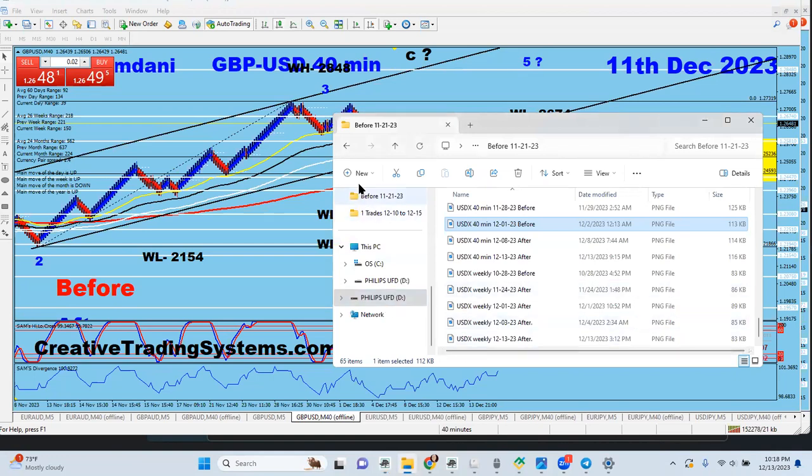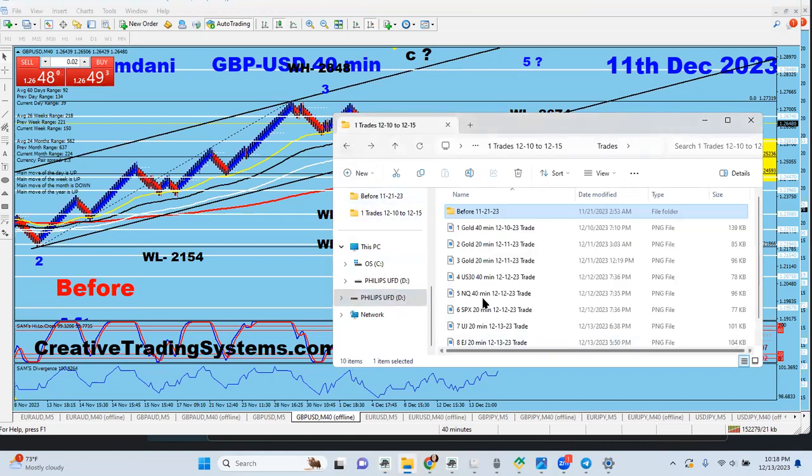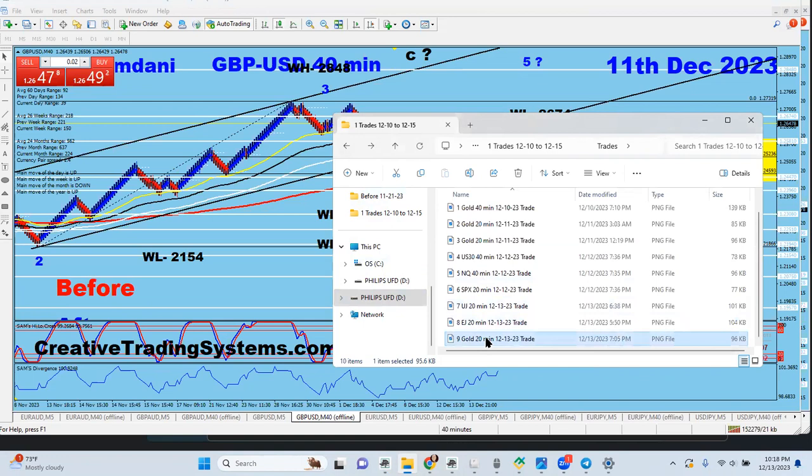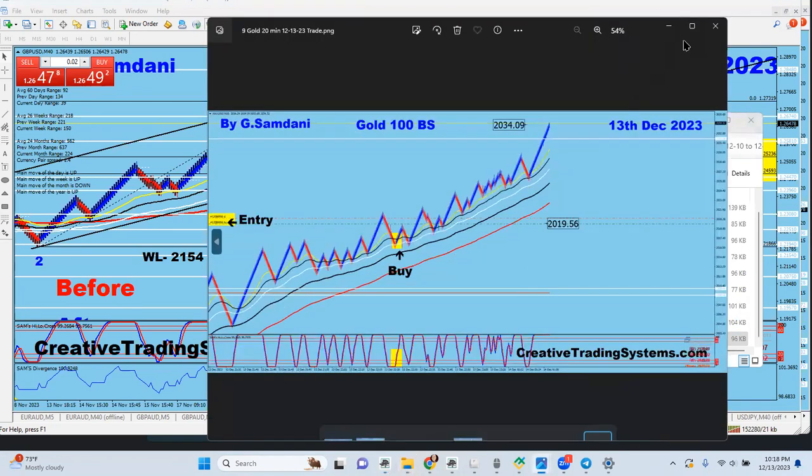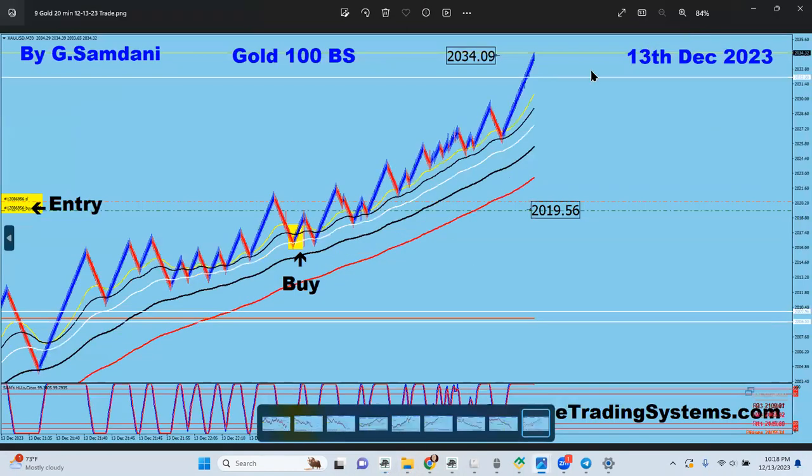By the way, I had another trade, this one here. Look how beautiful it is. It started to go up, boom, boom, boom, and then I finally made the entry. I knew that it was going to go up, and it went up all the way here. So this is gold, by the way, 100 big size. So gold is going to the upside as well, and these are the setups.